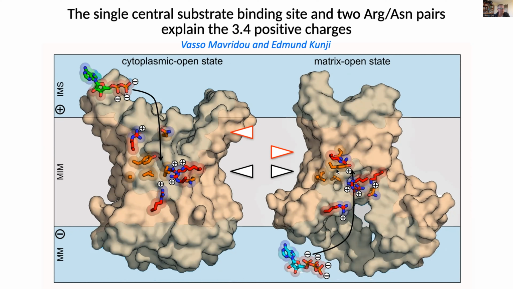At the same time, when you have a movement like that, you also move this arginine here, which is in this water-filled cavity in the cytoplasmic state, to the ceiling of the matrix open state. And we think that this represents this partial 0.4 charge. So we can explain how these particular charge movements occur.